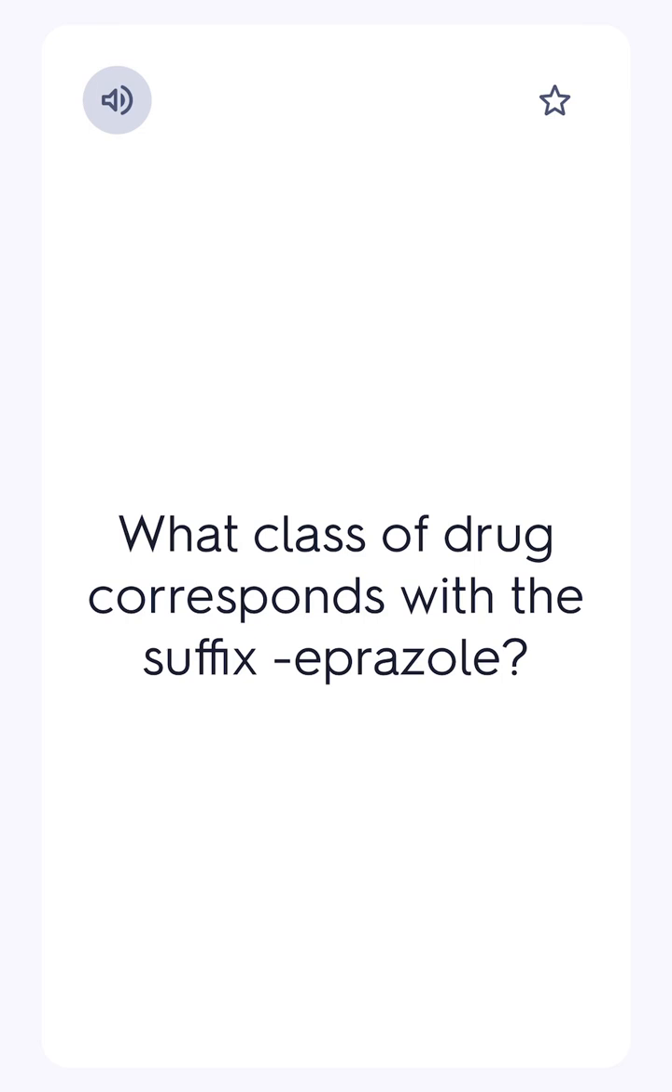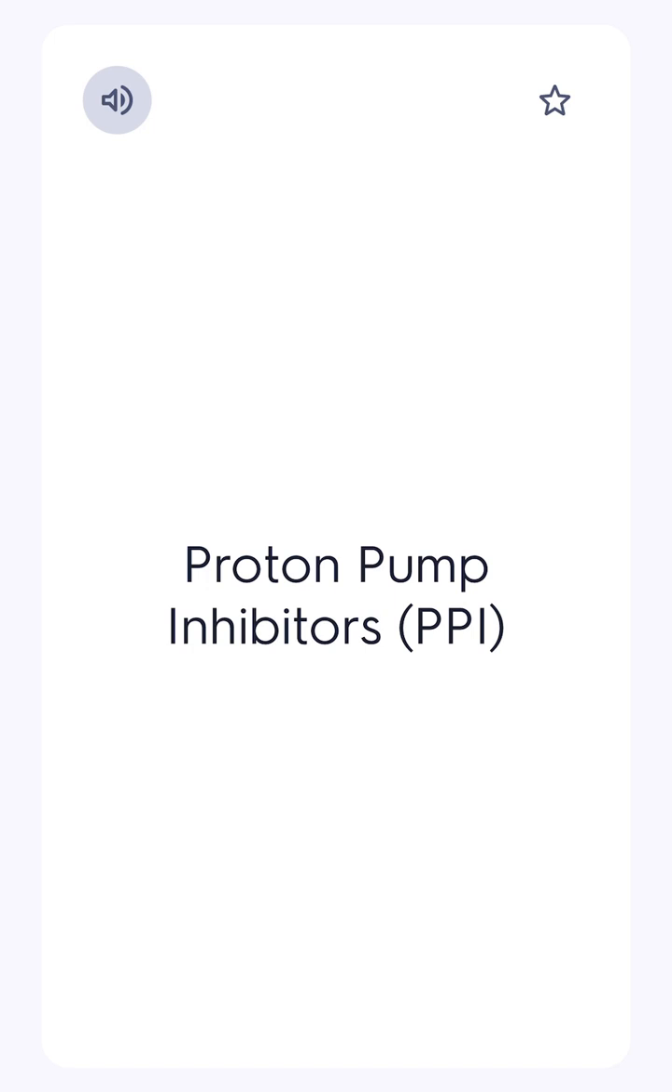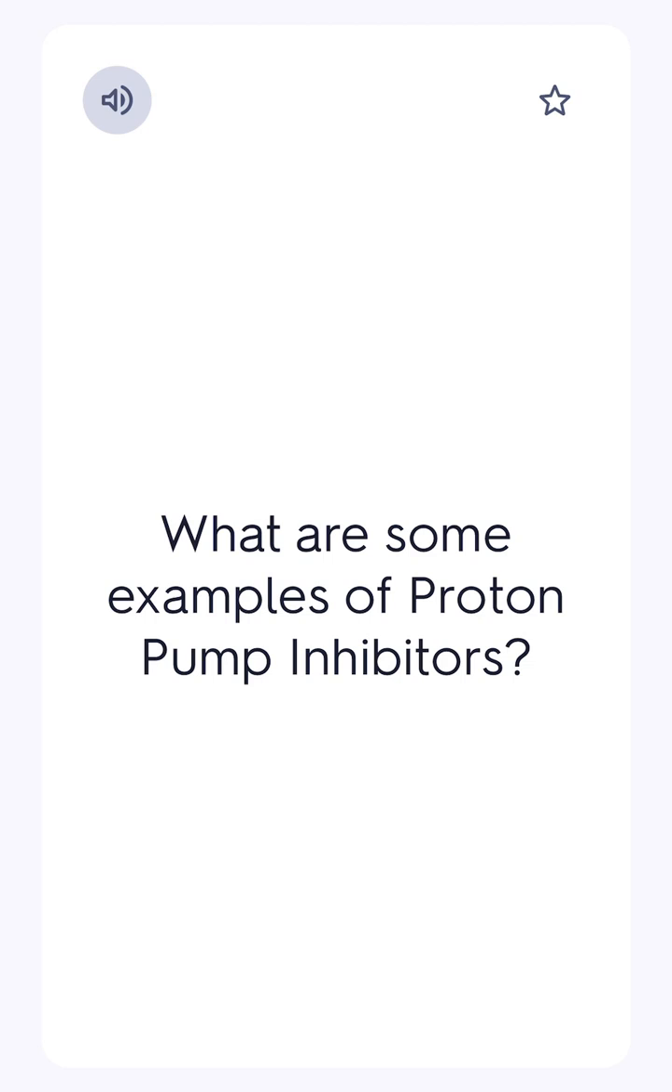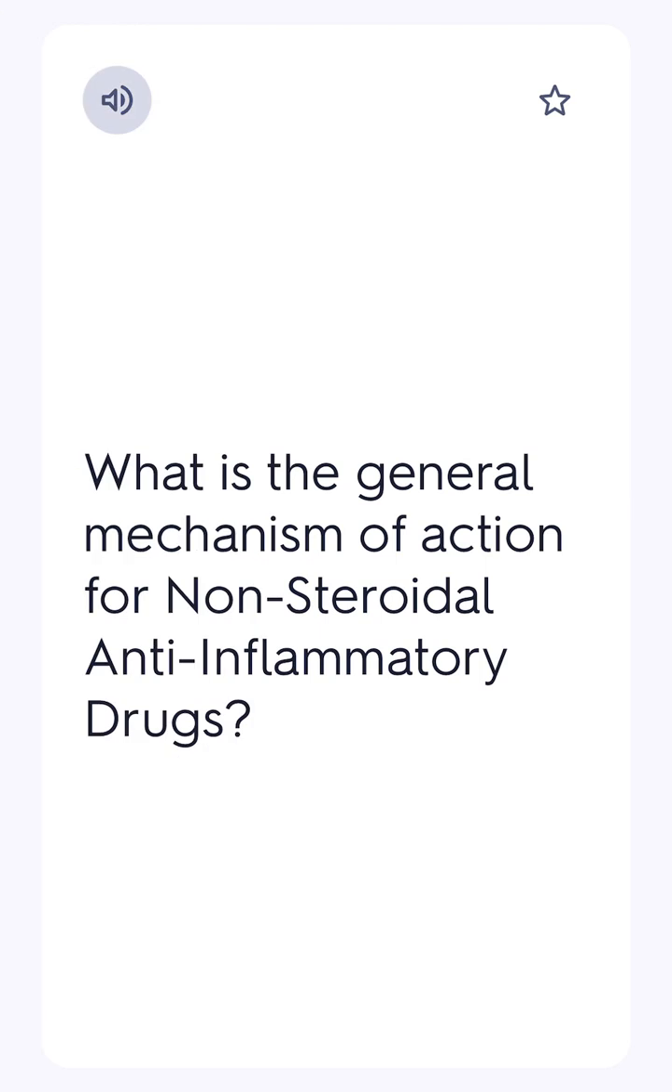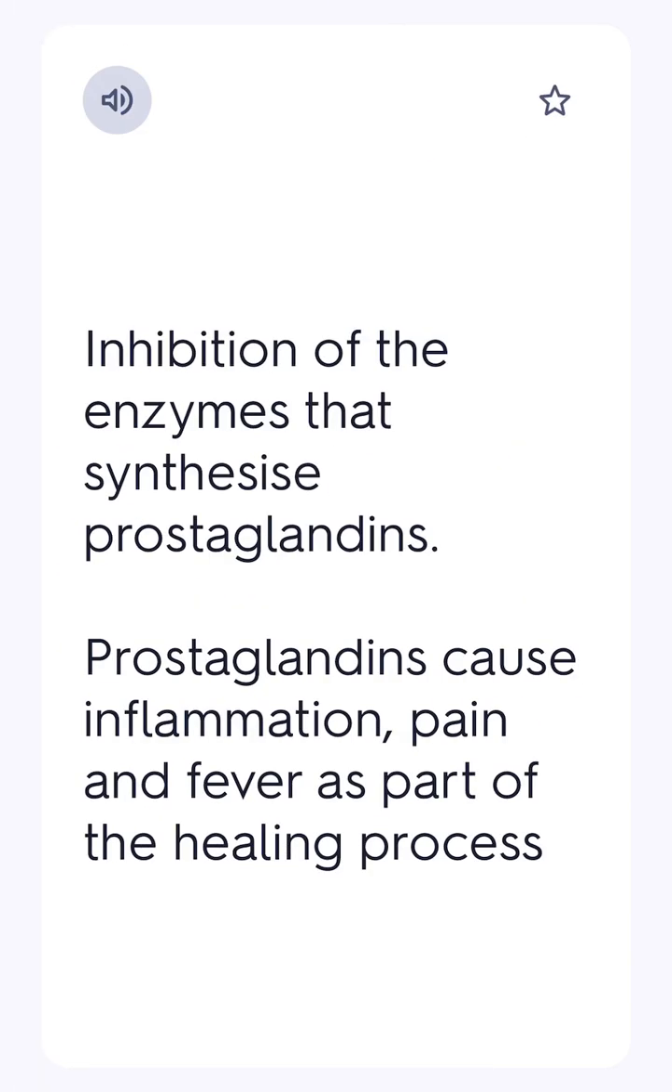What class of drug corresponds with the suffix -prazole? Proton pump inhibitors. What are some examples of proton pump inhibitors? Omeprazole, esomeprazole, rabeprazole. What is the general mechanism of action for non-steroidal anti-inflammatory drugs? Inhibition of the enzymes that synthesize prostaglandins. Prostaglandins cause inflammation, pain, and fever as part of the healing process.